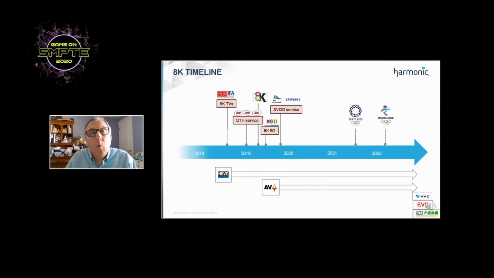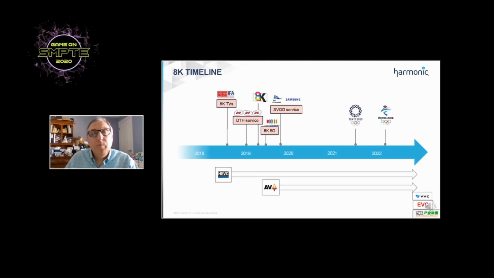Let's look first at the timeline of what has happened in the 8K space. You see, we all started with the first announcement of 8K TV in 2018 at IFA. Then we had, end of 2018, NHK launching their DTH service. The 8K Association was opening up at NAB 2019. Then we had the first demonstration of 8K over 5G for France Télévisions, and Harmonic was participating in this exciting project. Then we saw at IBC 2019 the first SVOD service announced by Explorer on the Samsung platform. And then we will see, hopefully in 2021, the Tokyo Olympics, and then in 2022, the Beijing Olympics.